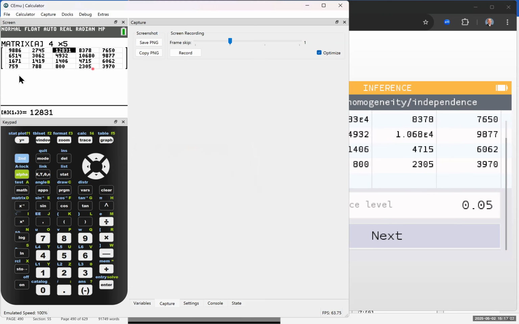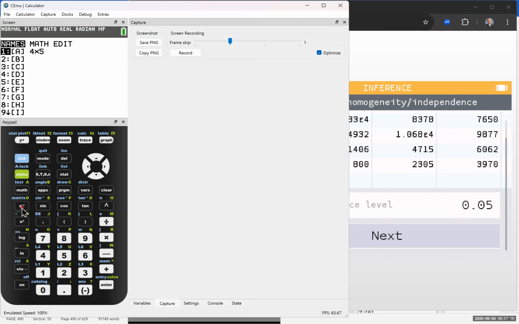But one extra thing you have to do, now that we've got matrix A defined, here's the thing that most students forget: let's go back into the matrix editor.